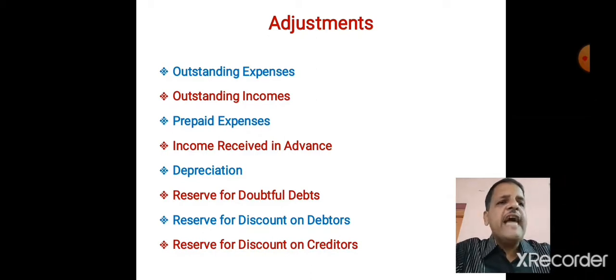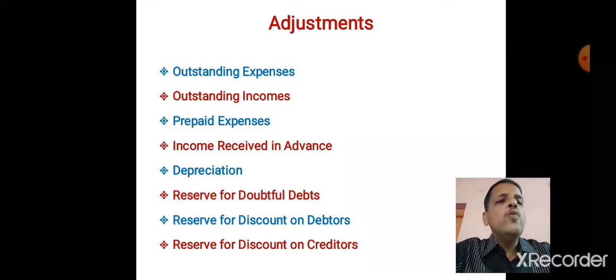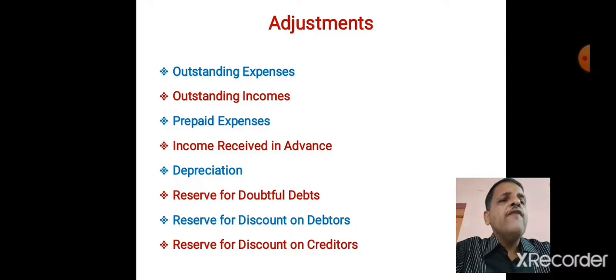First effect is that we have to show depreciation on the specific asset on the debit side of the profit and loss account. Second effect is that we have to deduct the amount of depreciation from the particular fixed asset on the asset side of the balance sheet. Let us take an example.